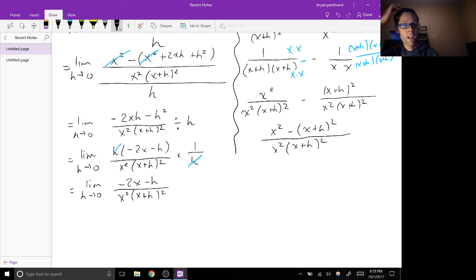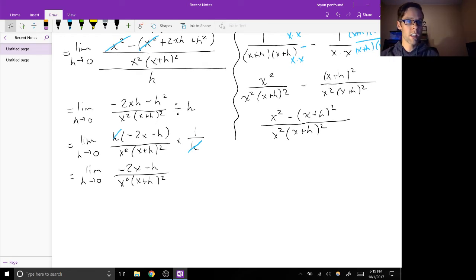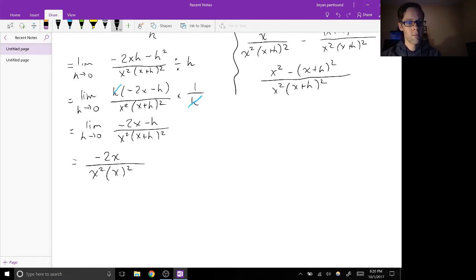And so now that we've divided off that h, we can look again at the limit and see if we can do a direct substitution of h equal to 0. And that should be okay. In the numerator, we will get negative 2x minus 0. And in the denominator, we're going to get x squared, x plus 0 squared. So we could write this either as negative 2x divided by x to the 4, or if you want to simplify by canceling off some of the x's, we get negative 2 over x cubed.